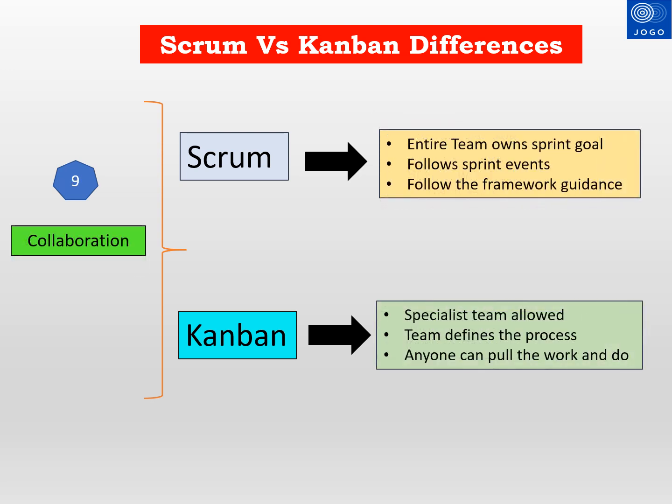The next comparison is based on the collaboration. Scrum team owns the goal and collaborate well. Scrum team follows the Scrum events. Scrum recommends cross-functional team. In Kanban, specialized team is allowed. Team defines and owns their process. Anyone can pull the work and do it from the backlog.